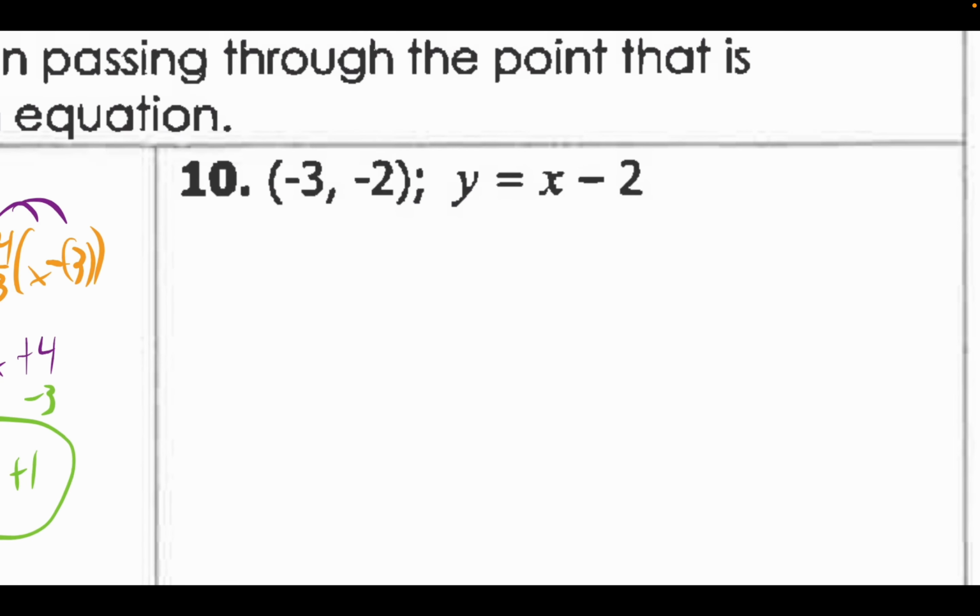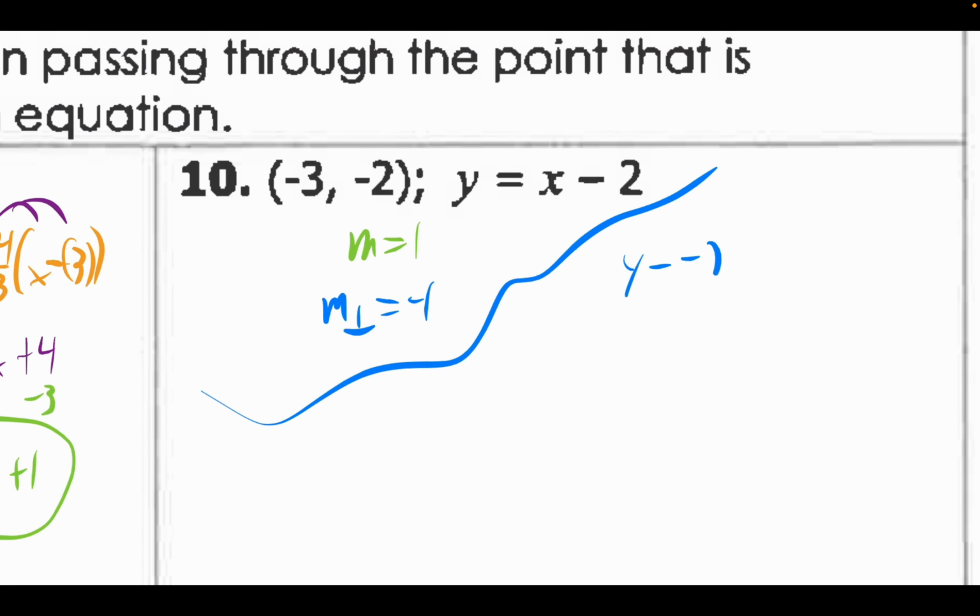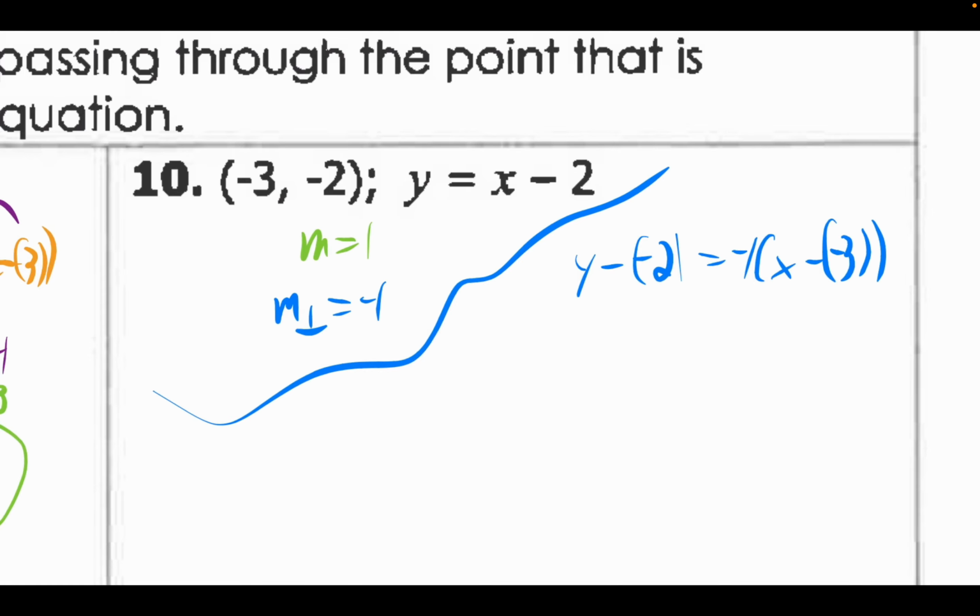Then I look at number 10 here, and I see my slope of this line will be 1, meaning the slope of my perpendicular line, I almost said parallel, is negative 1. Plug this in, I get y minus a negative 2 is equal to negative 1 times x minus a negative 3. And so I have positives there on both of those, and I get y plus 2 equals negative x minus 3 as I distribute a negative 1 in. I now subtract by 2, and I get y equals negative x minus 5.